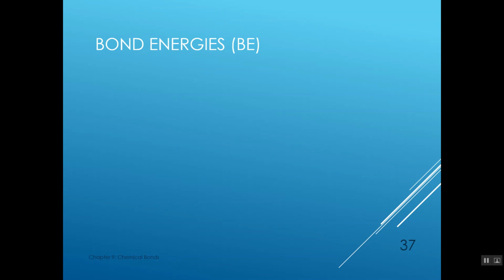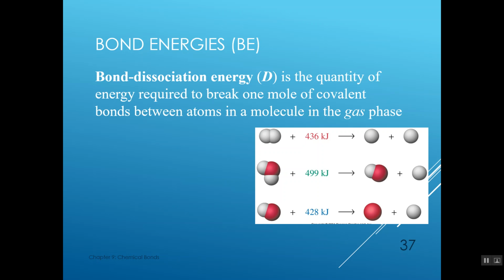Okay, so as promised, we're going to talk about bond energies. In some textbooks, they call this the bond dissociation energy, which is the energy required to break a bond between two atoms. And this is for the gaseous phase, so this only applies to gas phase situations. So for example, to break a hydrogen to hydrogen bond, the amount of energy required is 436 kilojoules.